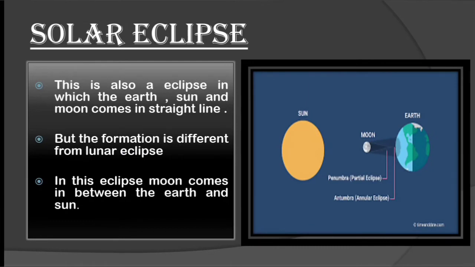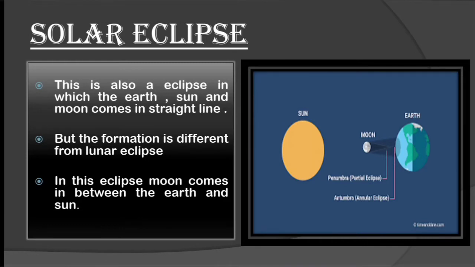Solar eclipse. This is also an eclipse in which Earth, Sun and Moon come in a straight line, but the formation is different from the lunar eclipse. In this eclipse, the Moon comes in between the Earth and Sun. Now you will laugh at it: that tiny little Moon, how can it hide the Sun? But it does, not the whole Earth, but one part of the Earth.